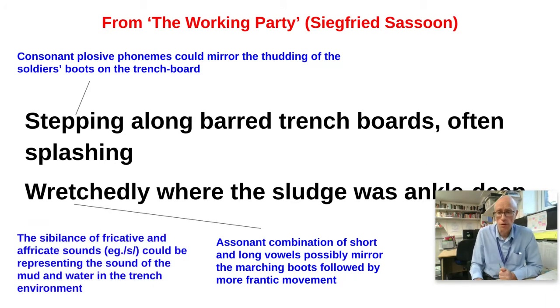And then, of course, you've got all of the sibilants. You've got the sh and the zh, right? So the sibilants, the fricative and affricate phonemes, could be representing the mud and water in the trench environment. So there's a really good example of applying English language AO1 terms to a little bit of literary text. And that could be useful for you if you're doing some kind of analysis, perhaps for your language investigation coursework, perhaps in the meanings and representations exam, where you're getting a headline that is using some kind of sound effects in an interesting way.